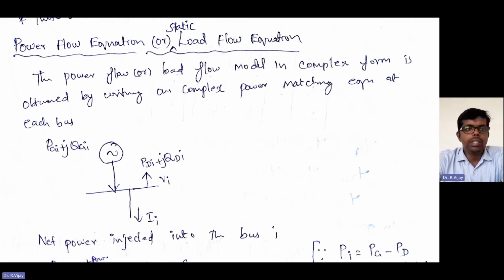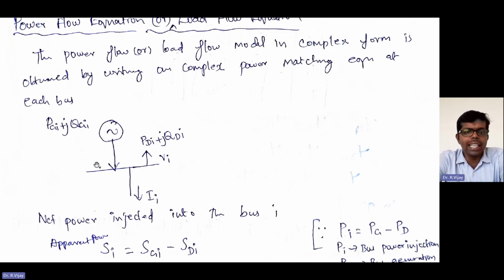Today we are going to see about the power flow equation or load flow equation. The power flow or load flow model in complex form is obtained by writing a complex power matching equation at each bus. Say, for example, this is the generator bus, this is the load bus.